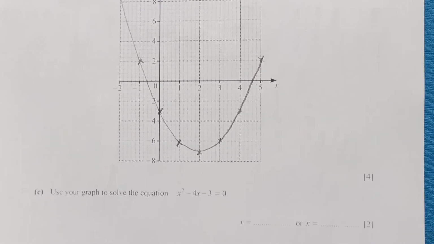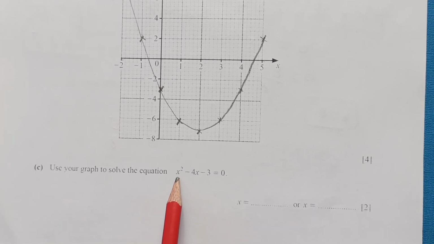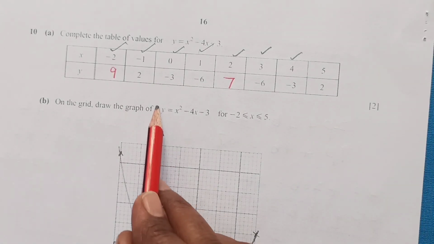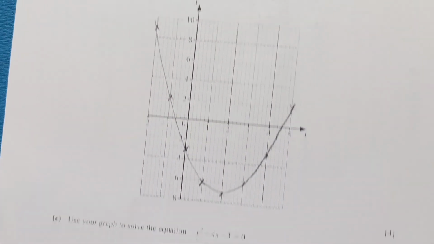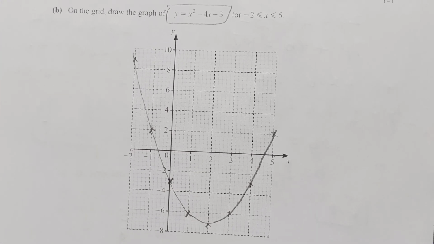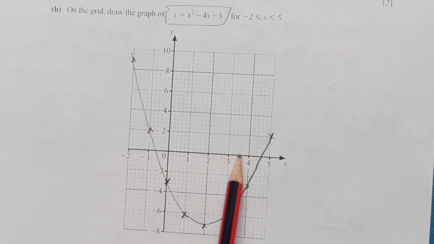If you do this, you will score 4 marks. Now use your graph to solve x squared minus 4x minus 3 equals 0. If you look here, this value is equal to y. So that means y equals 0. Where is y 0? Y equals 0 is the x-axis.